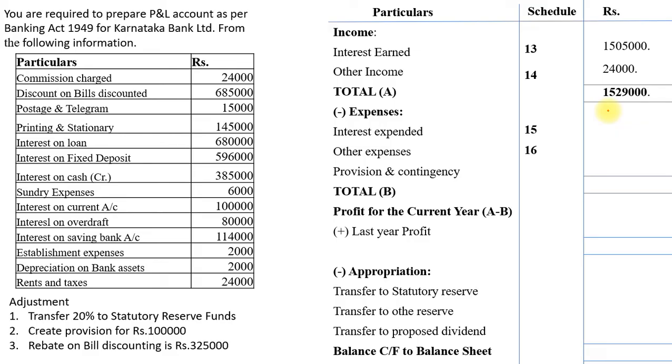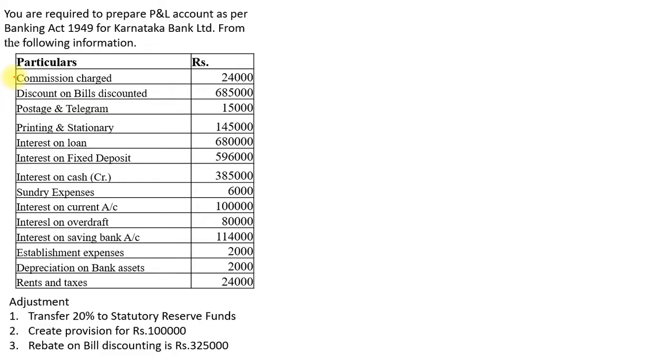Now, similarly, okay, let us start with the expense. First is interest expended, meaning what are the times where the bank will have to pay interest. So again, first thing what we do is we just cross out all the things which we have used. So commission is done, discount is done, interest on loan is done, interest on cash is done, interest on OD is done. Okay, these are the things which have been done. Okay, and rebate, so that is also done.